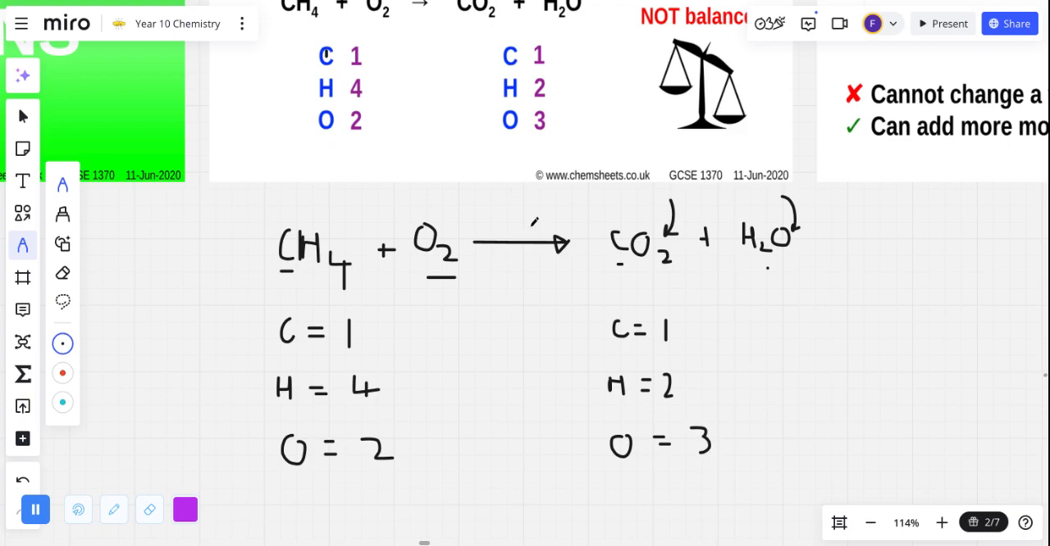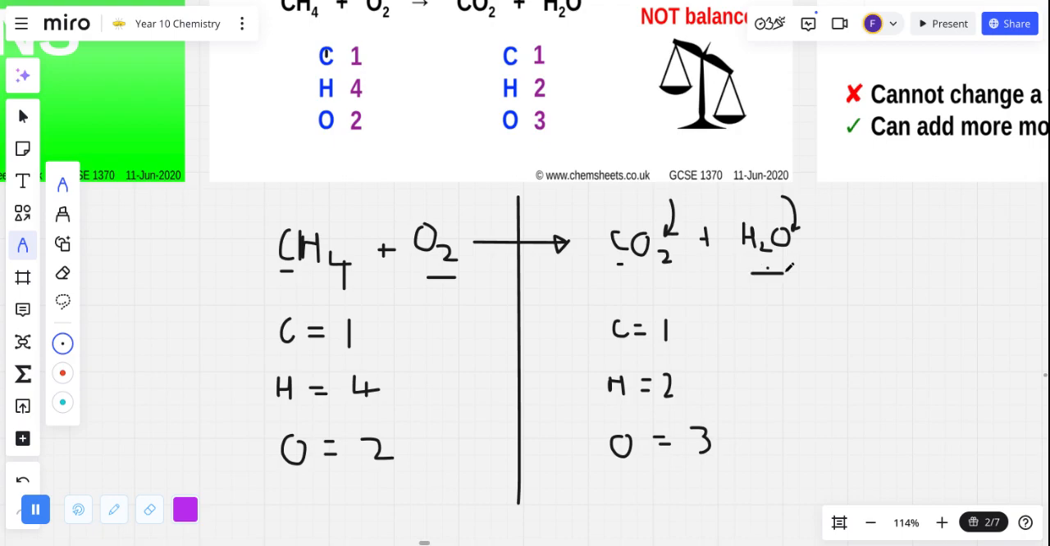Whatever, so your arrow is like your boundary. Whatever I got on this side, I must have on that side. And if I got 4 hydrogens there, I must have 4 hydrogens there. All right, let's do that then. So I'm going to times this by 2. Well, why am I times it by 2?